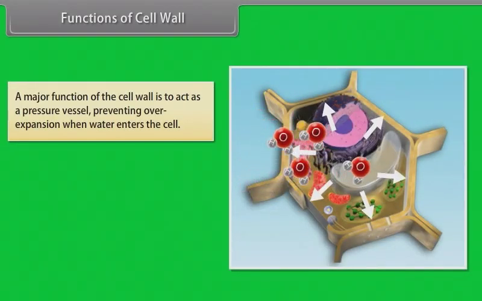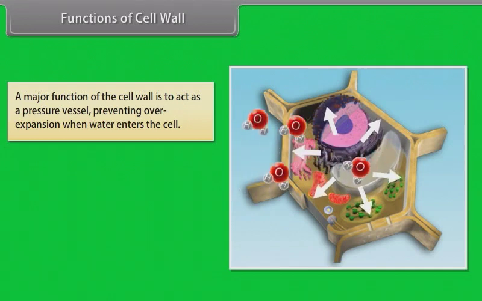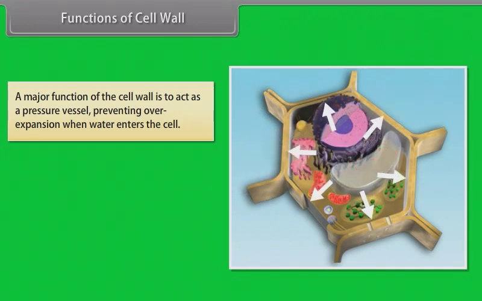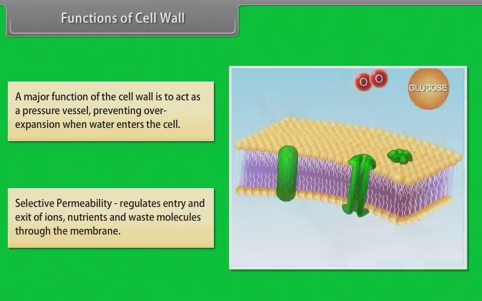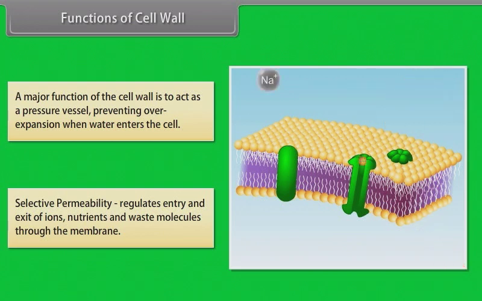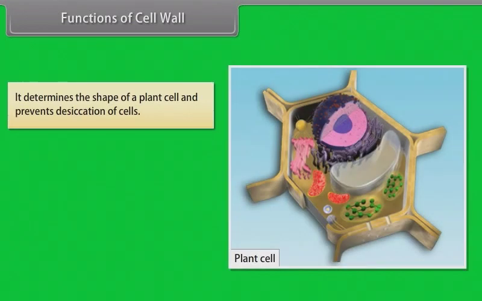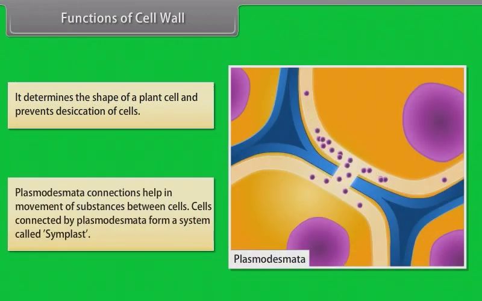Functions of cell wall. A major function of the cell wall is to act as a pressure vessel, preventing overexpansion when water enters the cell. Selective permeability regulates entry and exit of ions, nutrients, and waste molecules through the membrane. It determines the shape of a plant cell and prevents desiccation of cells. Plasmodesmata connections help in movement of substances between cells. Cells connected by plasmodesmata form a system called symplast.